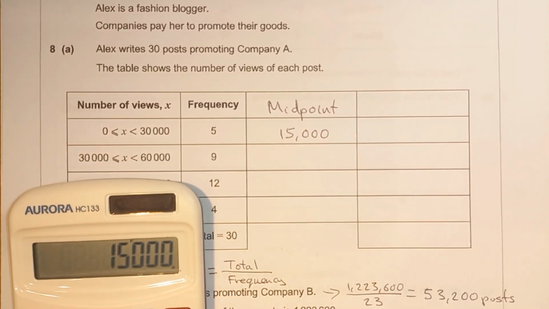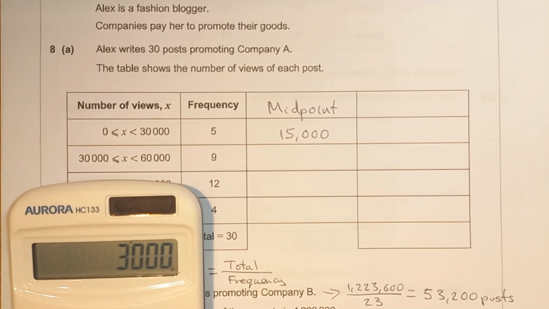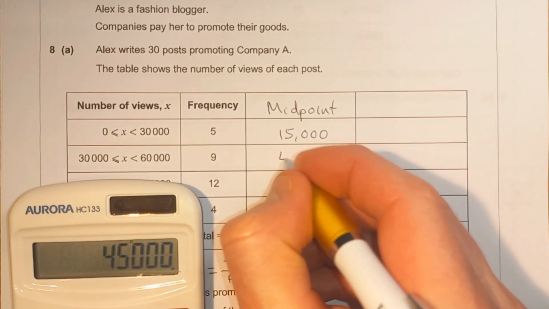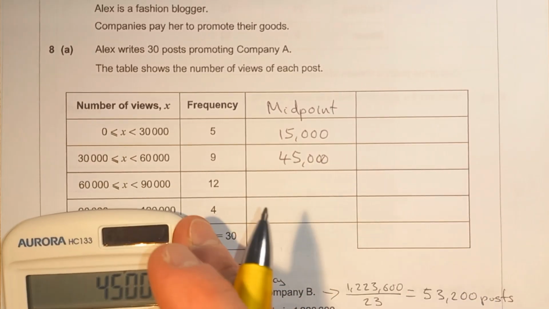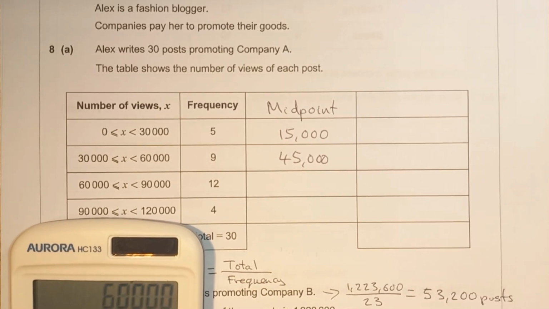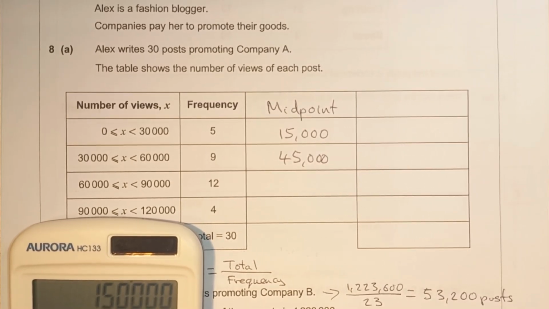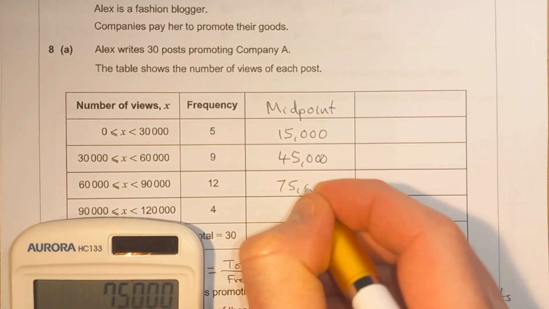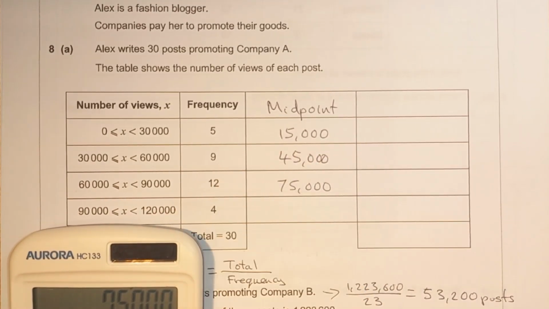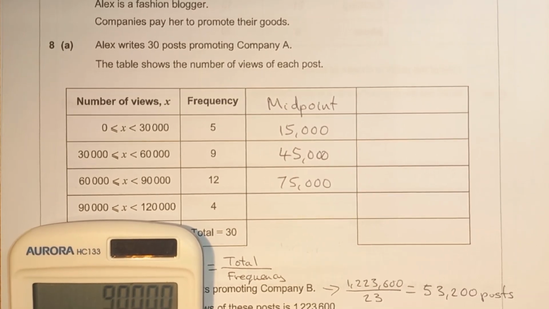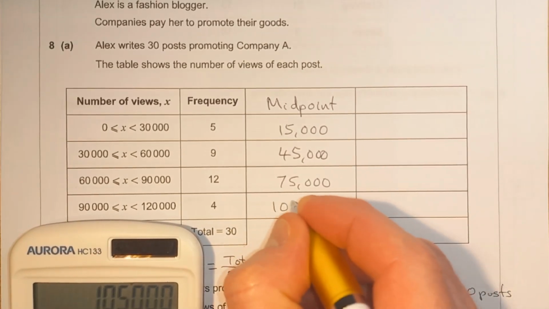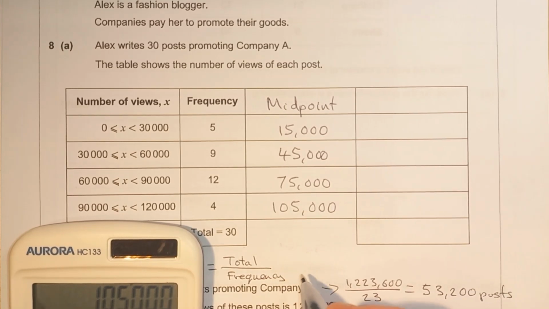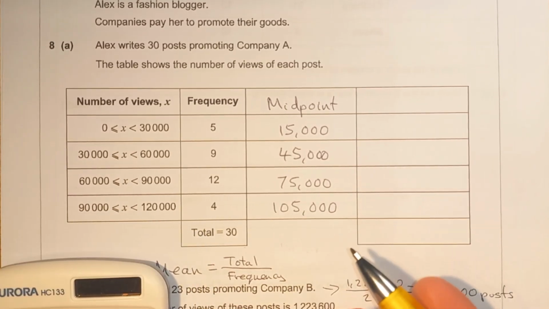So again, for the next band, we've got 30,000. Add that to 60,000. Divide it by 2. That'll tell me that halfway between the two is 45,000. So this is reasonable in working out an average. So again, with 60,000 and 90,000, divide it by 2, get 75,000. And then for the final one, 90,000 and 120,000, divide it by 2, and we get 105,000.